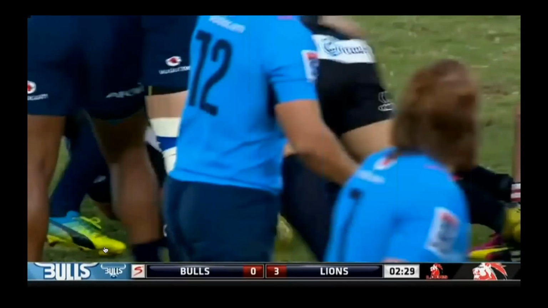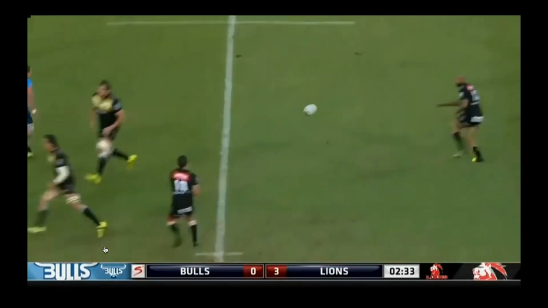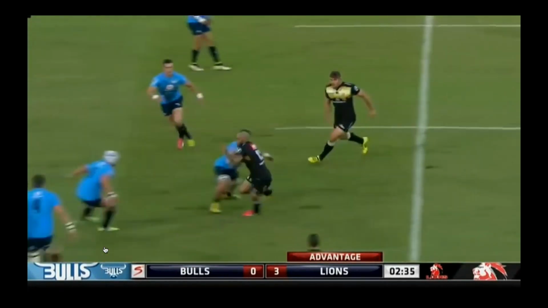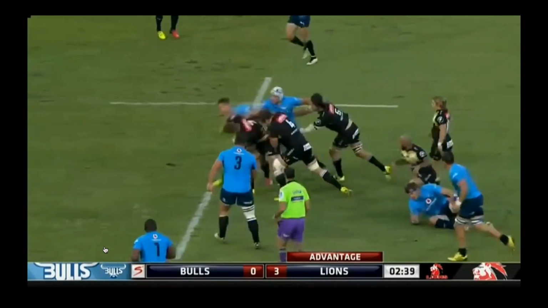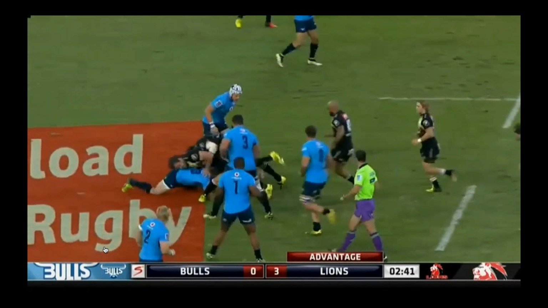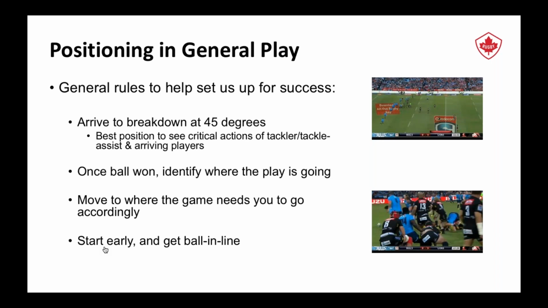Now, knowing he also has AR help. He has assistant referees who can help him with a knock-on that might happen behind his back. So that's what worked for Craig Joubert in this instance. It's not necessarily what will work for all of us. So we'll look at a few different options afterwards.